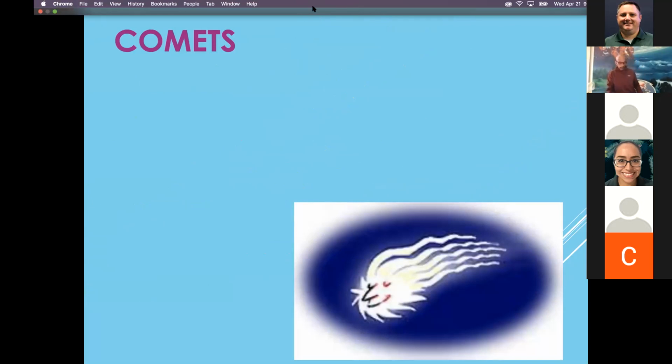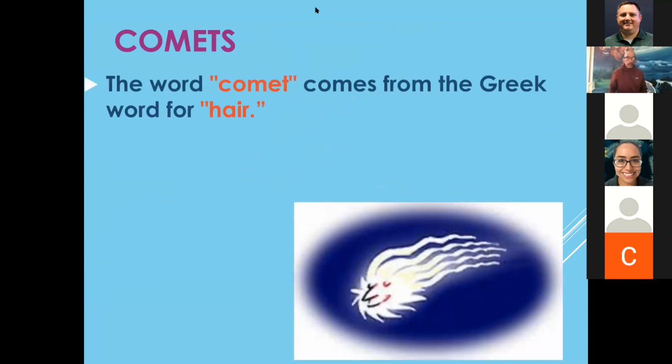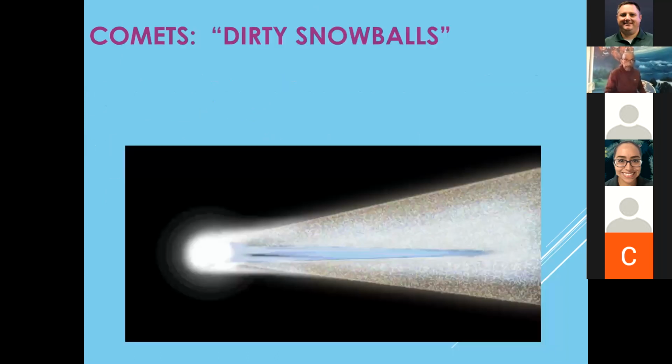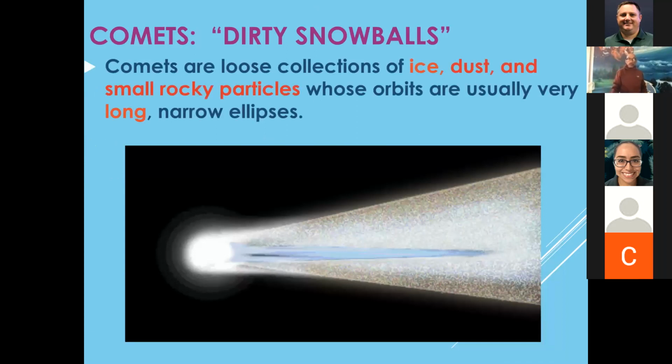We're going to start out by talking about comets, students. Now, when we talk about comets, that word comet comes from the Greek word for hair. Our ancestors thought comets were stars with what looked like flowing hair trailing behind. Dirty snowballs is what they actually appeared to be. Comets are loose collections of ice, dust, and small rocky particles whose orbits are usually very long, narrow ellipses.